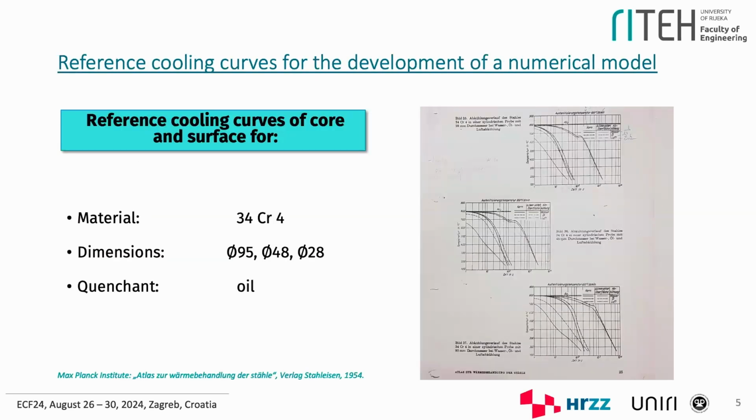Before we even started creating this model, we needed some kind of reference guide to verify development of our model. So we used the reference cooling curves from literature. Here is the information on cooling of both core and surface for steel 34 chrome 4. Here is information about 3 different dimensions of samples: diameter 95, 48, and 28. And for this project, we only focused on quenching in oil.